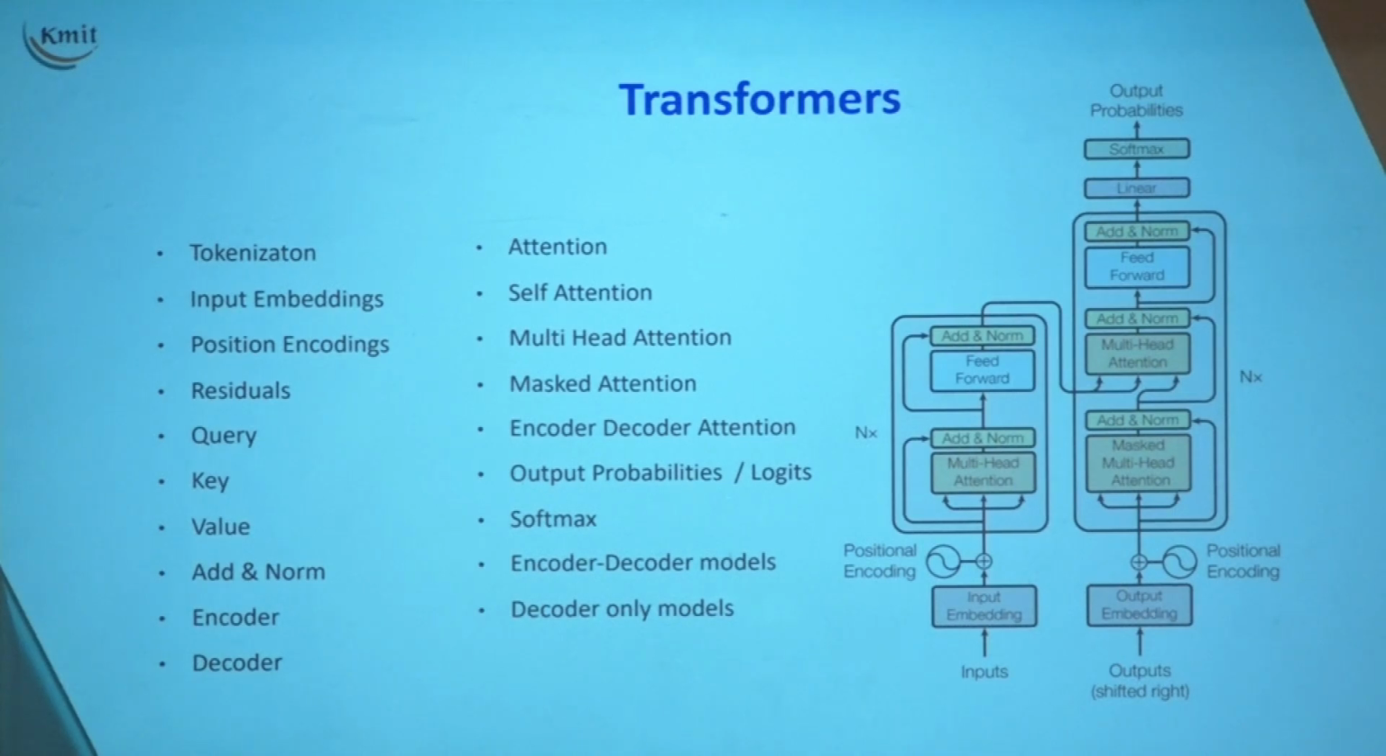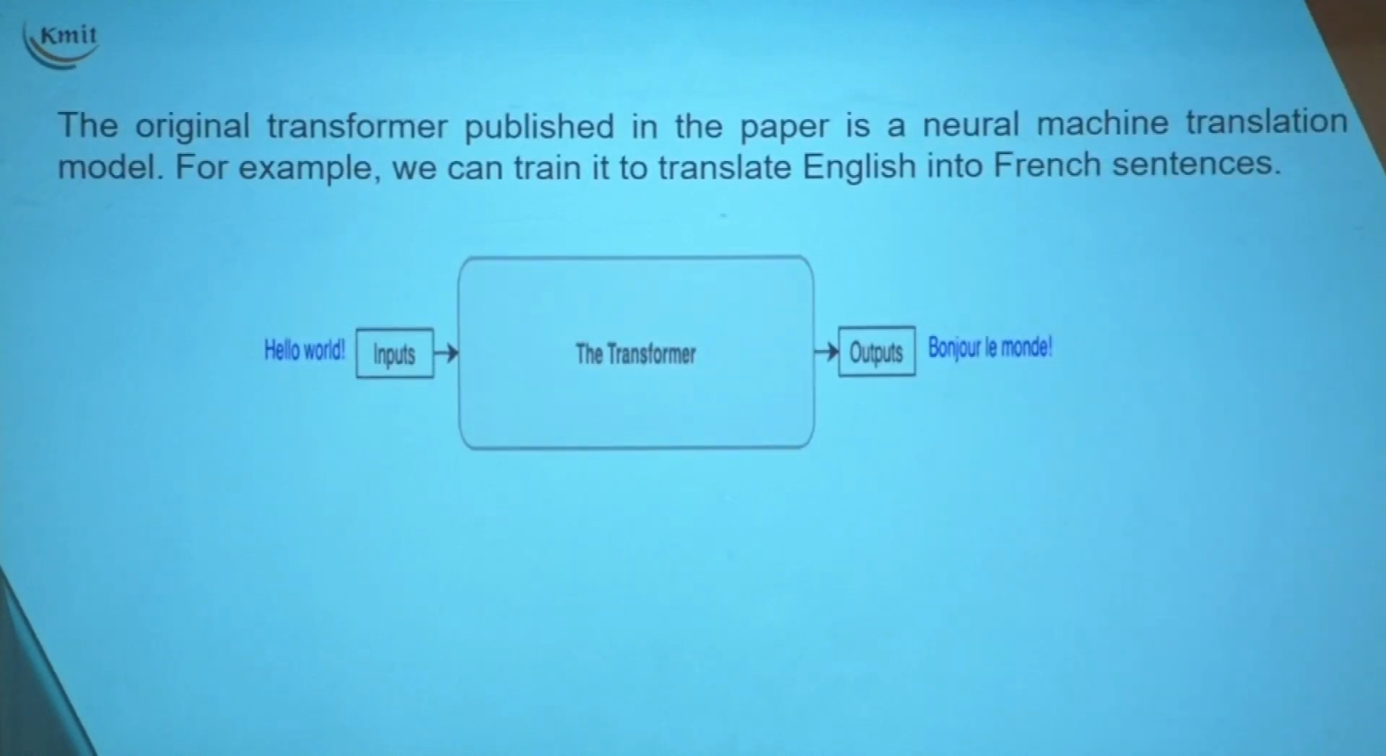We know what is tokenization. We have seen embeddings. We have seen position embeddings, residuals. I'll explain to you about residuals. And then we have seen query, key, value application, normalization, encoder block and decoder block. Yes or no? So we are up to this now. Now let's see encoder and decoder blocks in detail.